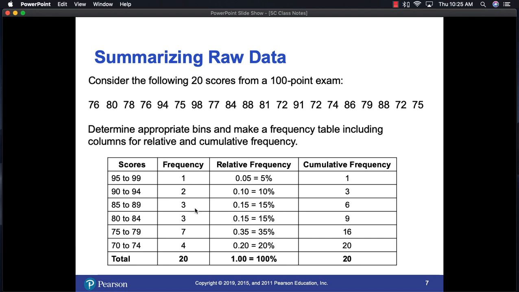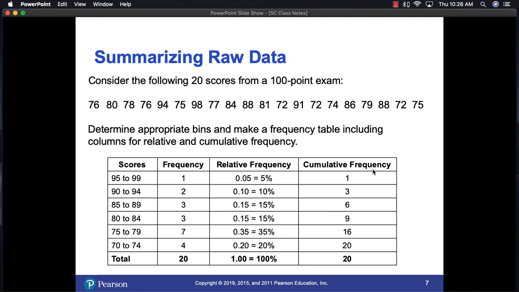The frequency means how many people landed in that range. Now the relative frequency is you take the frequency here, so for example 1, and you divide it by 20. 1 divided by 20 is 5%. 2 divided by 20 is 10%. Let's go down to something that's a little more challenging. 7 out of 20, 7 divided by 20 is 0.35 or 35%.